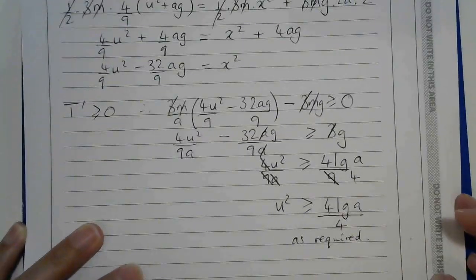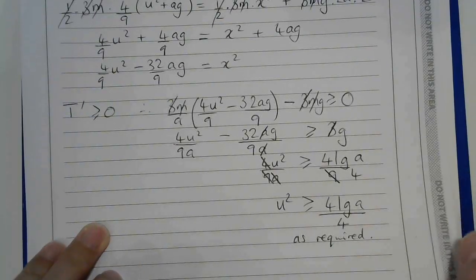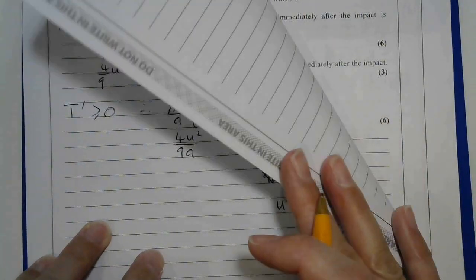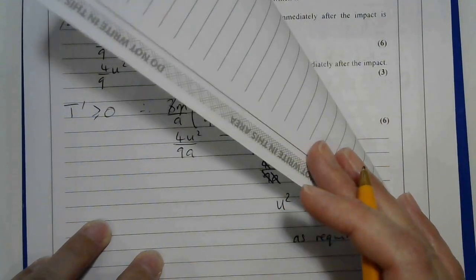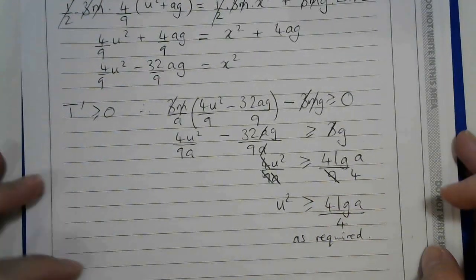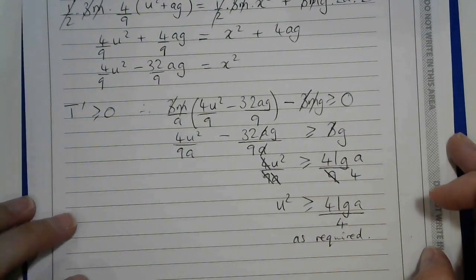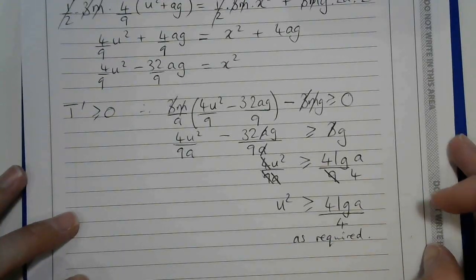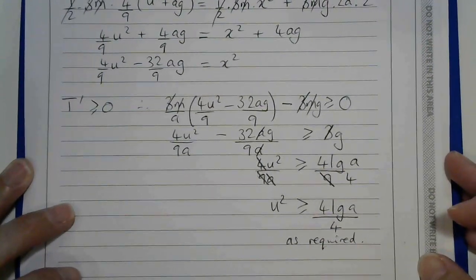Okay, so that part of the question is worth 4 marks, so you've got the 6 marks from part A, 3 marks from part B, 6 marks from part C, and so altogether you've got 15 marks for that question.